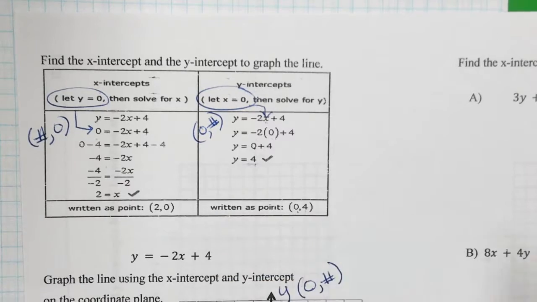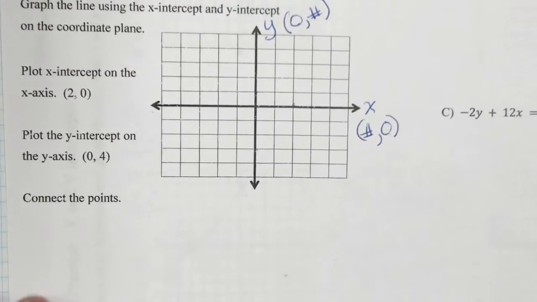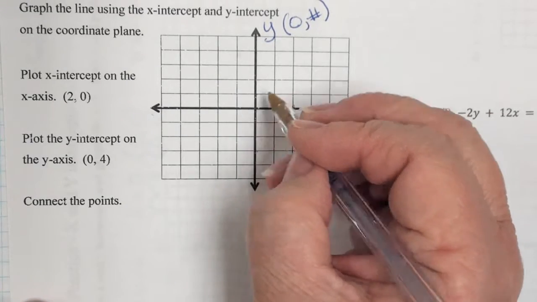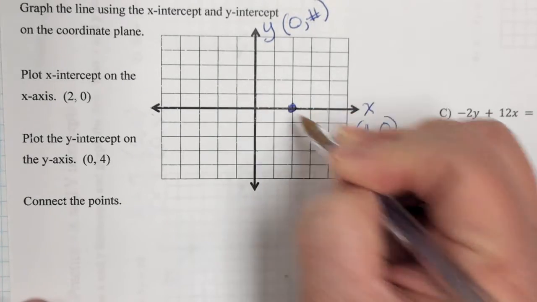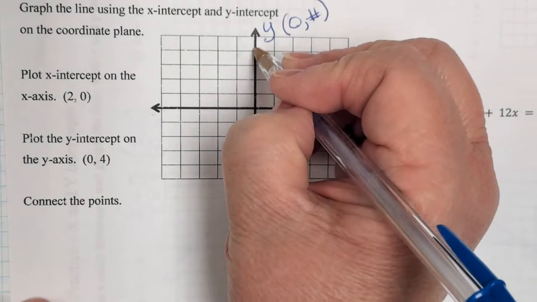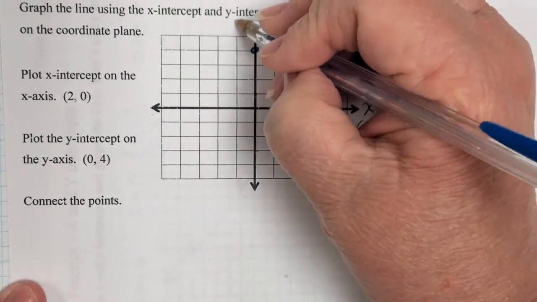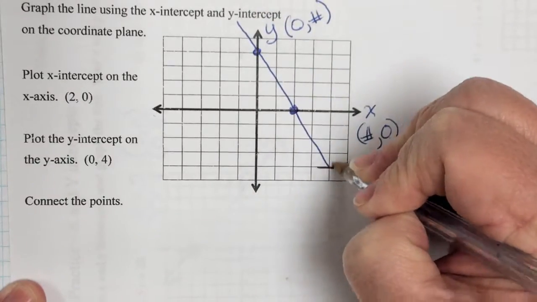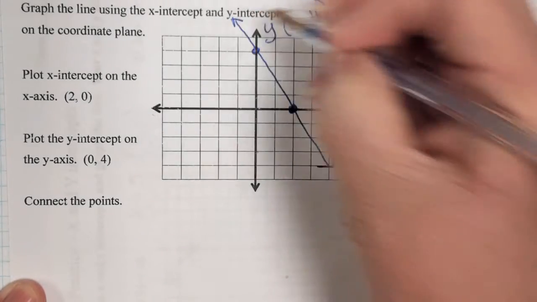Now to graph these 2 points and connect them to make our line. So the x-intercept was 2, 0. Plot your point. Your y-intercept was 0, 4. Plot your point. And then you would connect the 2 points.